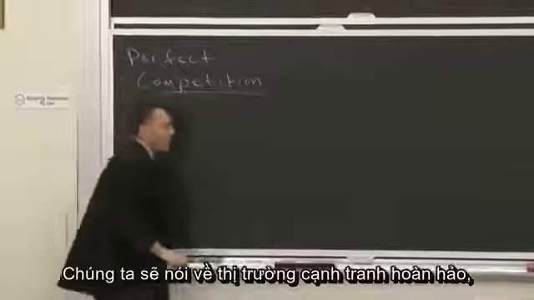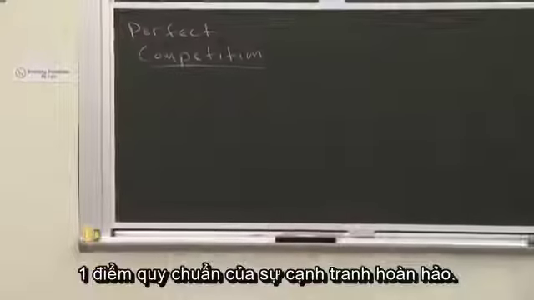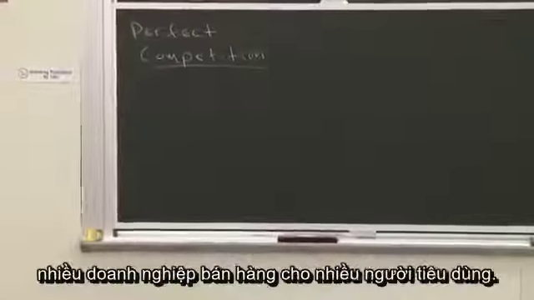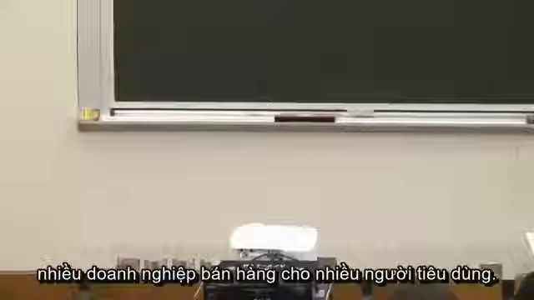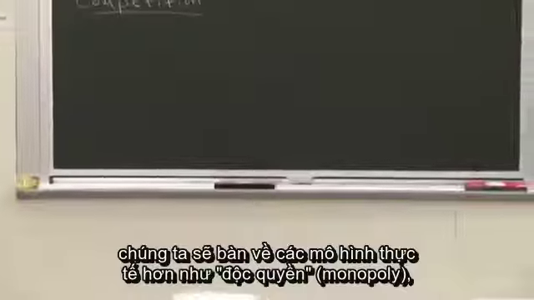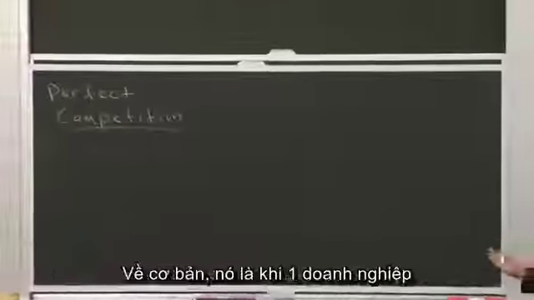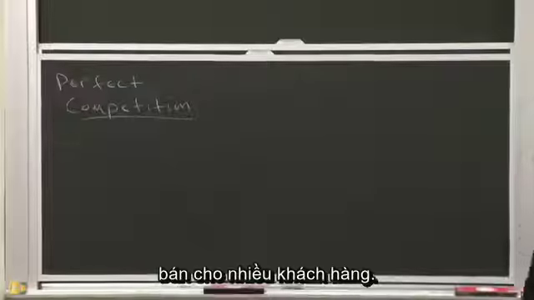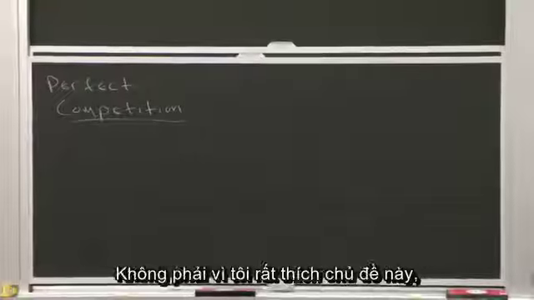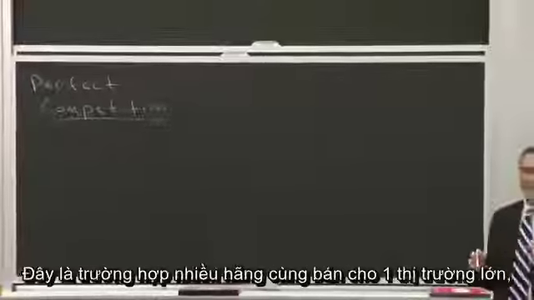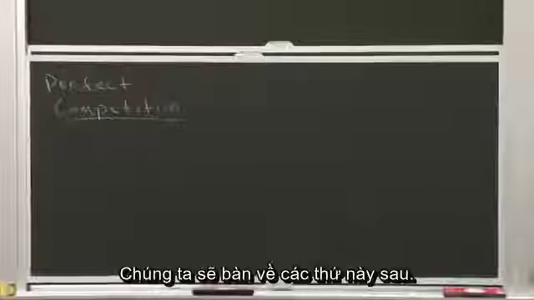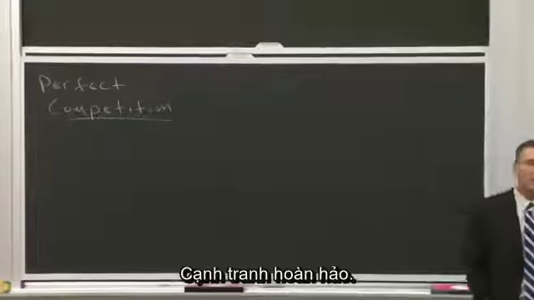We're going to start talking about perfectly competitive markets, a benchmark of perfect competition. This is basically a case where many firms are selling goods to many consumers. We're then going to, in the next few lectures, talk about more realistic alternatives like monopoly, which is not a game but rather a market structure, which is basically a case where one firm sells to many consumers, or oligopoly, my favorite word in all of economics, not because I like the topic so much, I just think it's a cool word, which is when several firms sell to a large market, which is probably the most realistic setting of all. And we're going to come to talk about those. But today we're going to start with our benchmark of perfect competition.